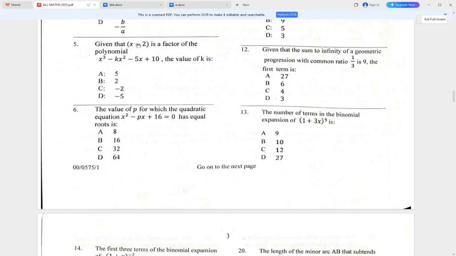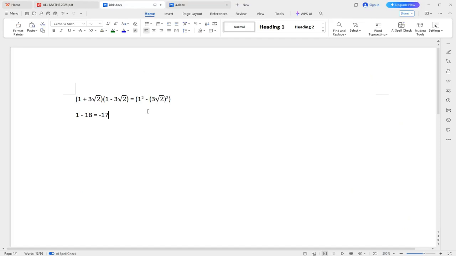Now question 5, given that x minus 2 is a factor of the polynomial x cubed minus kx squared minus 5x plus 10, the value of k is, now if x minus 2 is a factor of this polynomial, then when x is equal to 2, f of 2 should be equal to 0. So this is our polynomial, and you know that f of 2 is equal to 0. Substituting 2 everywhere we find x, we have 2 cubed is equal to 8, minus 4k, minus 2 times 5 is equal to 10, finally plus 10. This should be equal to 0.